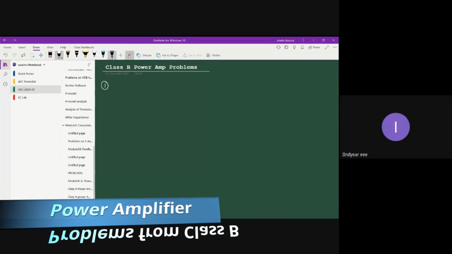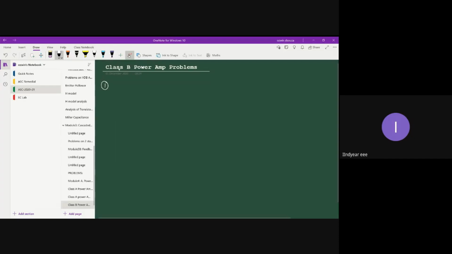It says for a class B amplifier with VCC equal to 25 volt, driving an 8 ohm load, determine DC power, maximum output power, maximum efficiency. Okay, so this is the given problem.